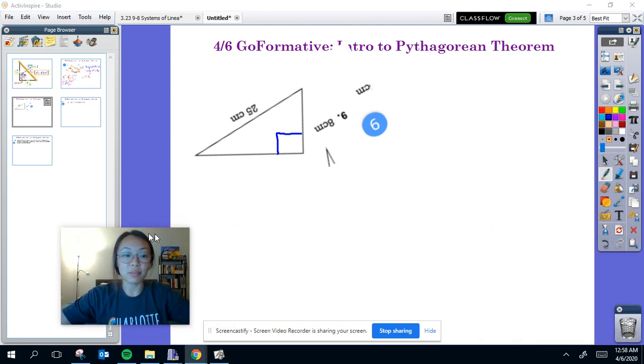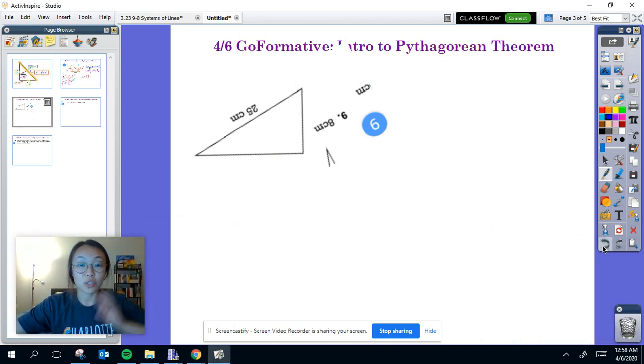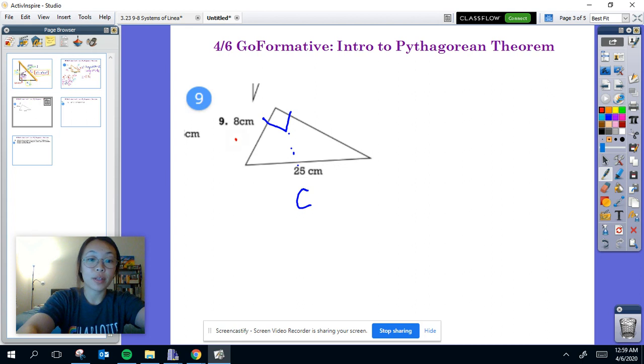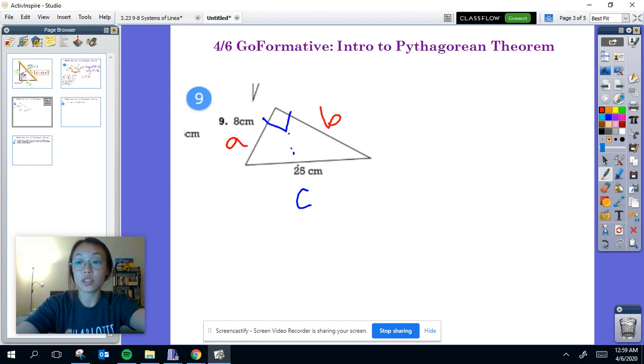However, to save some time, I don't need to rotate it. I just need to rotate it in my head. So I know that this is the right angle, and across from it is the letter C. That makes everything else A and B. So this is A and this is B. Like I said, it doesn't matter which one you label which.